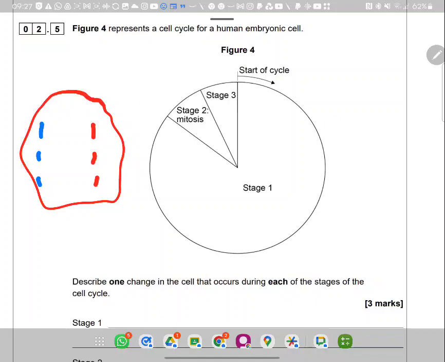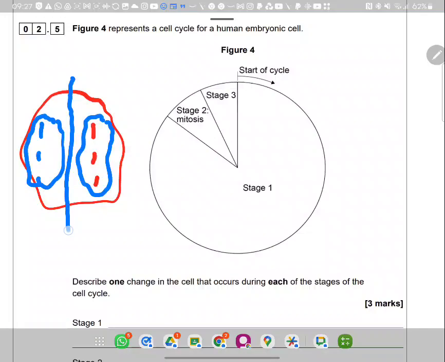Now what happens is a nucleus reforms around the DNA, and then stage 3 is this thing called cytokinesis, or cell division. And so what's going to happen is that the cells are going to split to produce 2 genetically identical cells. So there is our stage 1, 2 and 3 of the cell cycle.